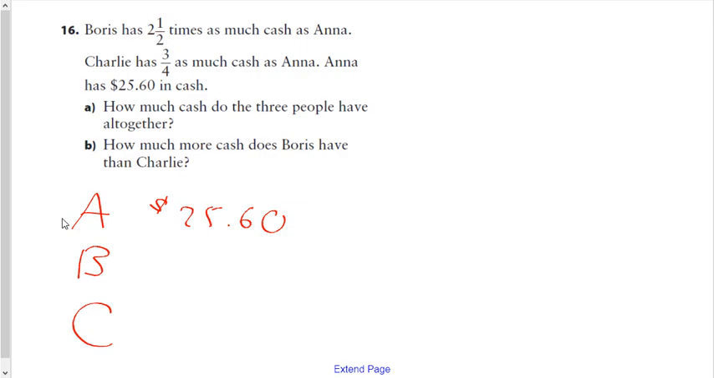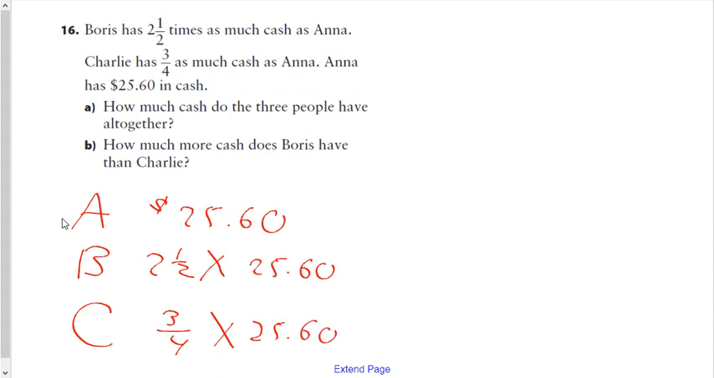But then when I look at Charlie, or let's look at Boris first. What does Boris have? 2.5 times as much as Anna. So mathematically, I'm going to organize it that way. Boris has 2.5 times as much as Anna, or 2.5 times 25.60. And Charlie, or the C, has 3/4 as much of the amount that Anna has. So it's going to look like that. So now I've organized my data. I have all my math down. All I have to do now is figure out what this is.